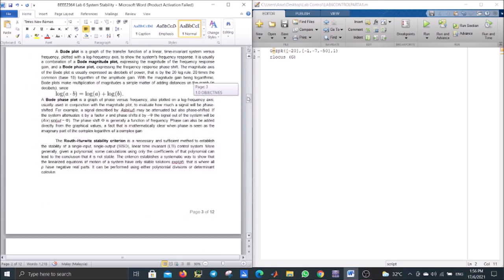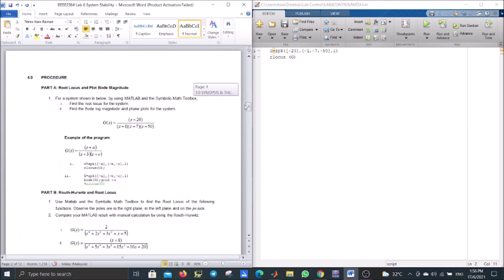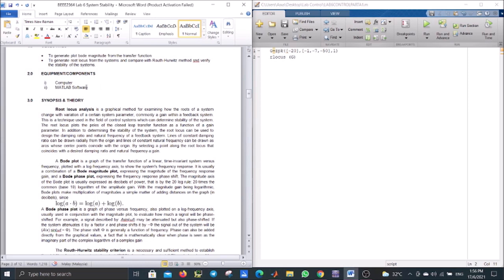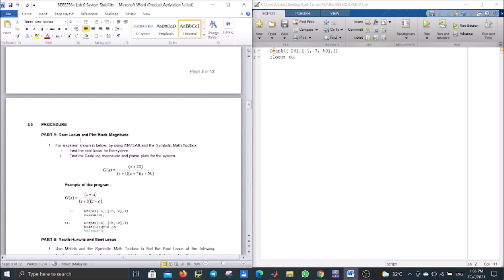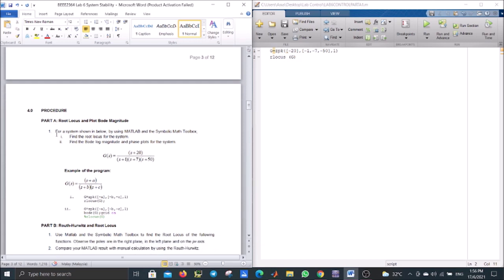This is the synopsis and equipment, and the equipment that we use is MATLAB software. Let's go to the procedure. This is the lab activity. For part A, root locus and plot Bode magnitude. For part A1, for the system shown below, by using MATLAB and the symbolic toolbox, find the root locus for the system, and the second is find the Bode log magnitude and phase plots for the system.